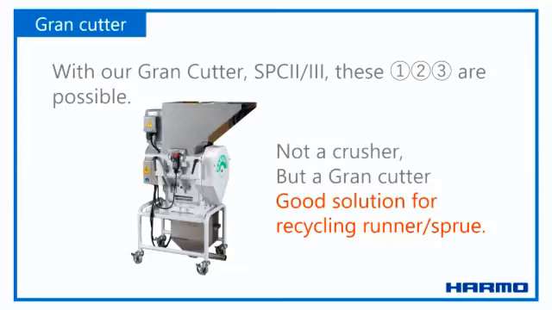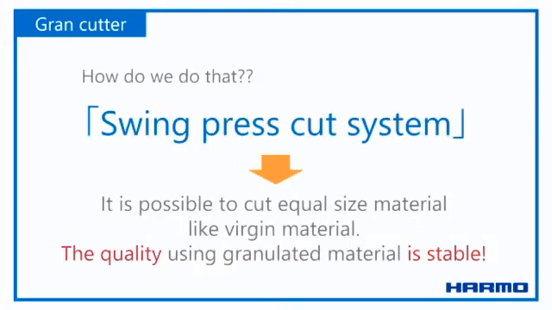To make these 3 points possible, we would like to introduce our Gran Cutter SPC model. It is not a conventional mill or crusher, but a Gran Cutter. Good solution for recycling sprue or runner. To cut sprue and runner into equal size with few powder, we adopt swing press cut system. Please watch the video on screen. You will understand what swing press cut system is more easily.